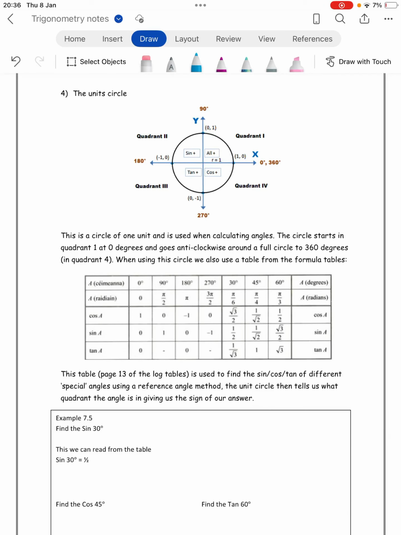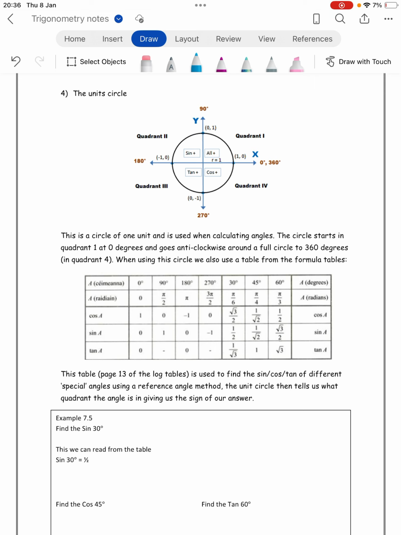This video is looking at the unit circle. So the unit circle is a circle of 1 unit, so the radius is 1 unit. It's on page 13 of the log tables, and you have the circle drawn there, and you also have this table here. Now what we're going to do in this video is look at how to use the unit circle to find the sine, the cos, the tan of a given angle.